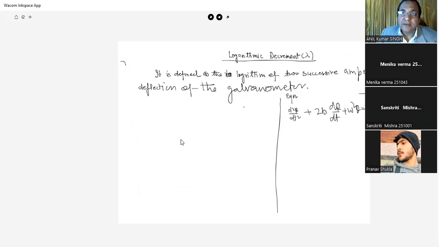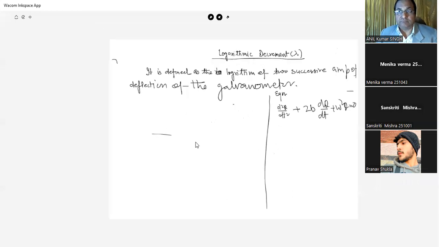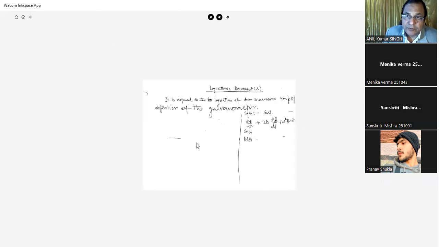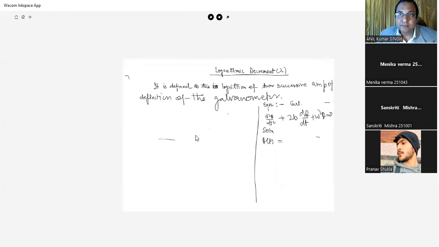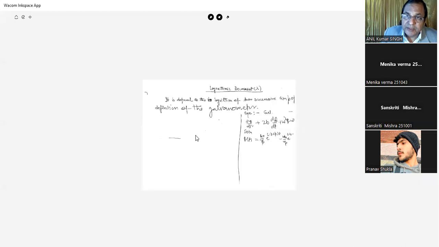This one is the equation of the galvanometer, and the solution, as we have, theta of t is equal to omega 0 by 2p e raised to the power minus b plus pt minus omega 0 by 2p e raised to the power minus b minus pt. This one is the equation.